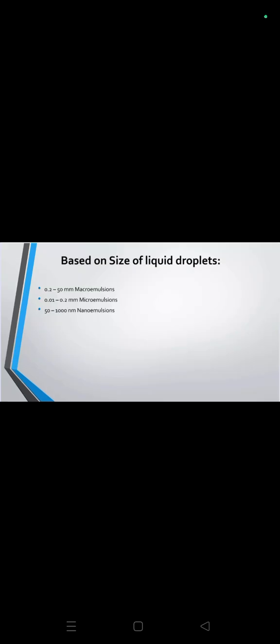Then, based on the size of liquid droplets, 0.2 to 50 micrometer macro emulsions. Then 0.01 to 0.2 micrometer micro emulsions. Then 50 to 1000 nanometer nano emulsions. Then difference between the oil in water type and water in oil emulsion. Oil in water, water is the dispersion medium and the oil is the dispersed phase. Then water in oil type emulsion, oil is the dispersion medium and water is the dispersed phase.